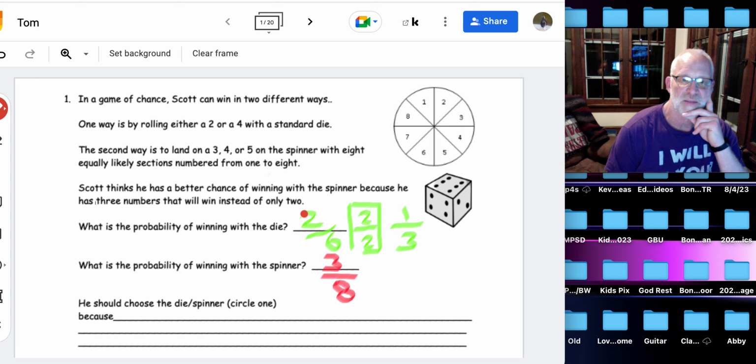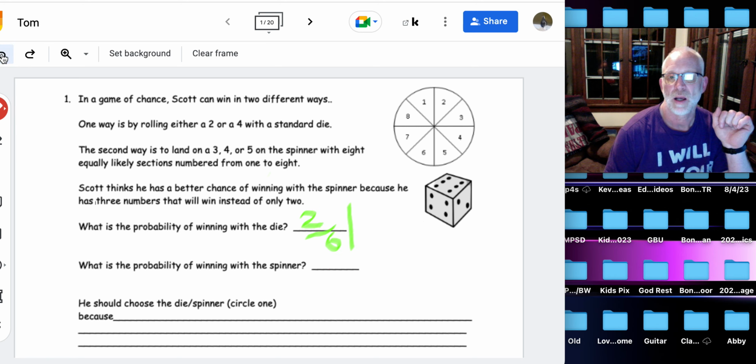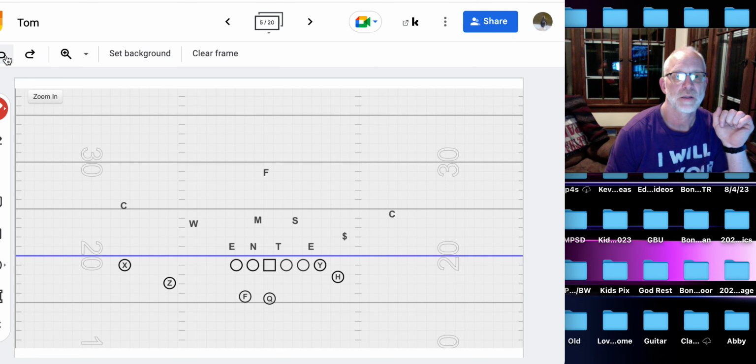But what if we had to compare 2 out of 6 and 3 out of 8? I saw some people, they converted those to decimals, and then they figured out which one. I saw other people that changed those to common fractions.